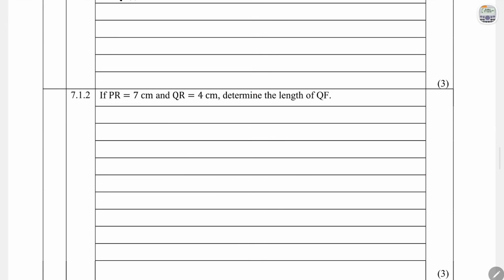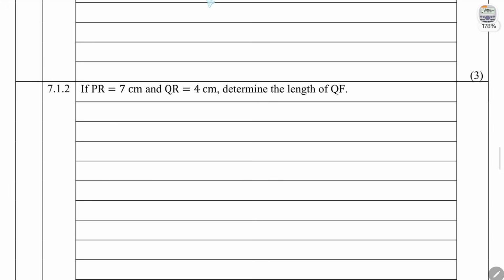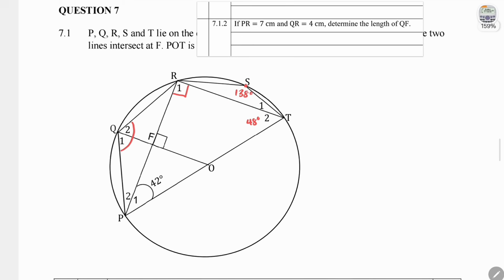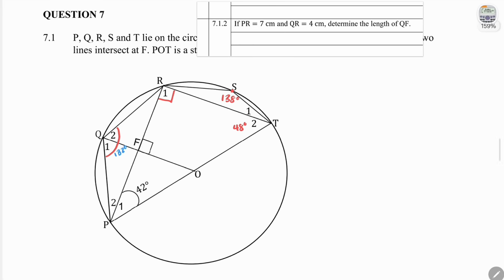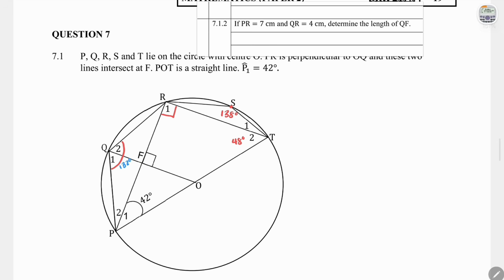The next question, 7.1.2, says: if PR is 7 centimeters and QR is 4 centimeters, determine the length of QF. Okay, so let's look at this in our diagram. Knowing that we found this to be 132 degrees, they tell us that PR is 7 centimeters. So this over here is 7 centimeters, and QR is 4 centimeters, and we need to find the length of QF. So how would we do this?